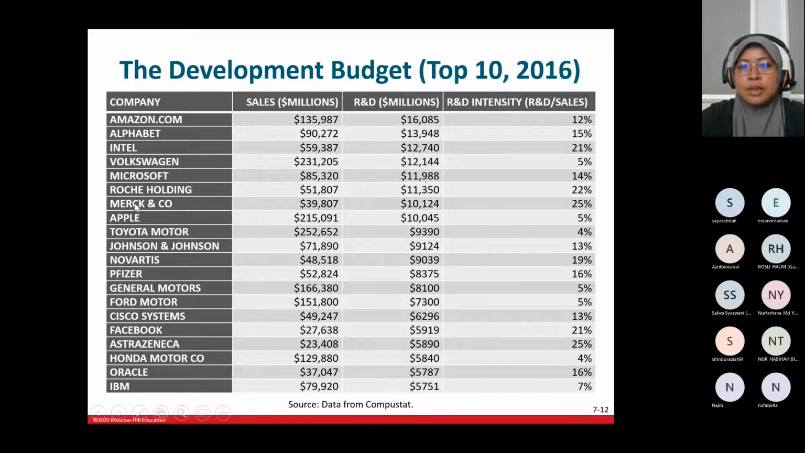This one I am not sure what industry it is. So we can see some of the industries really put in high effort. This is Pfizer. Okay, thanks to Corona, we started to recognize some of these companies.